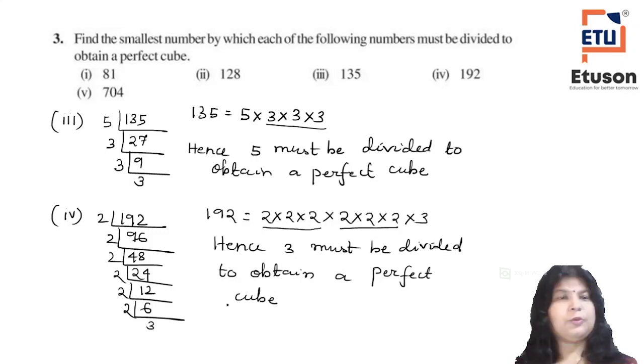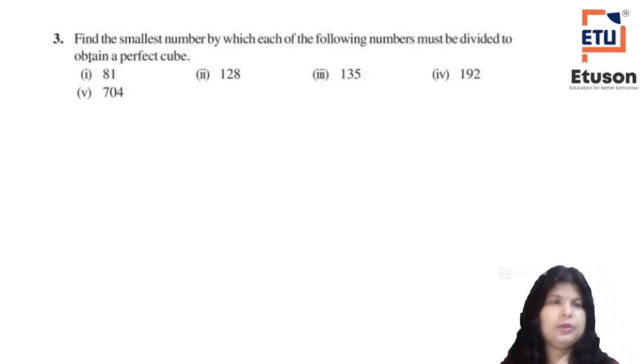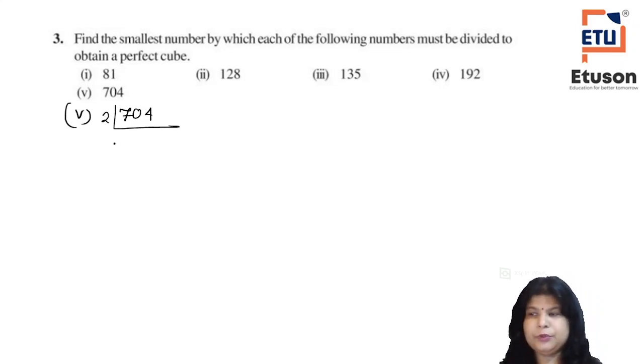Yeah. So now we are left with only one more, that is bit 5. Right. So here I am doing bit 5. So let us find out the factors of 704. So divided by 2, you get 352.